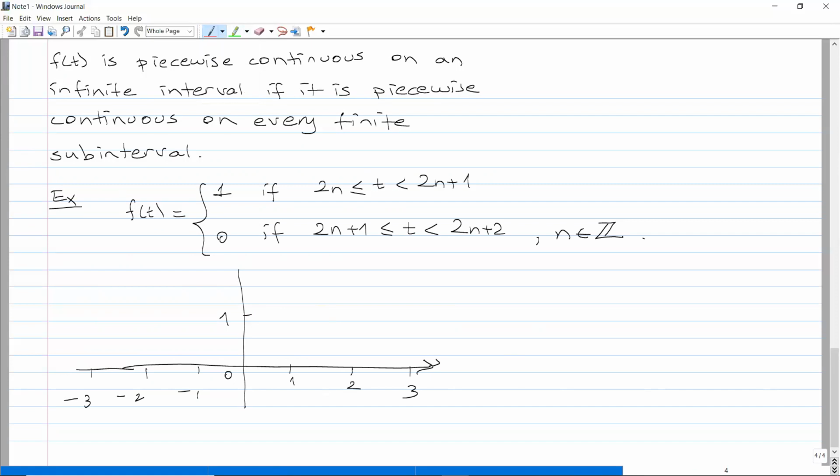Between 0 and 1, it is 1, closed at 0, open at 1. And between 1 and 2, it is 0, closed at 1, open at 2. And between 2 and 3, it is 1 again, closed at 2, open at 3. From 3 to 4, it is 0, closed at 3, and so on. So it keeps going in the other end like this.